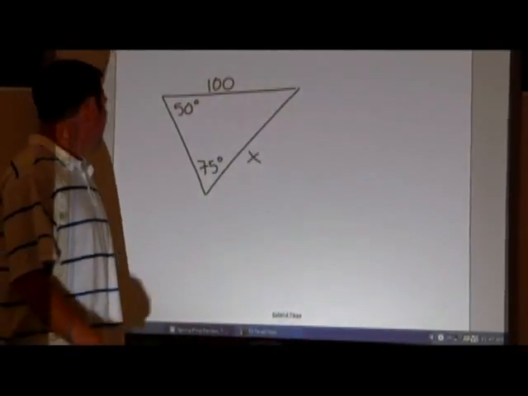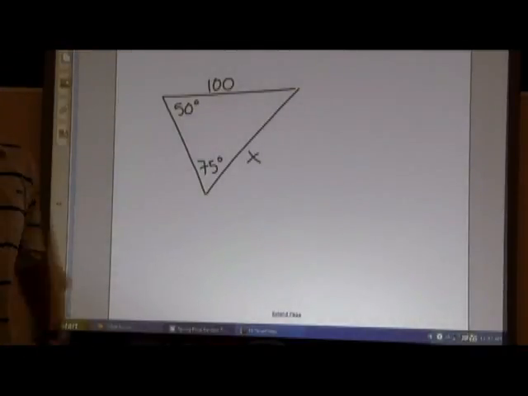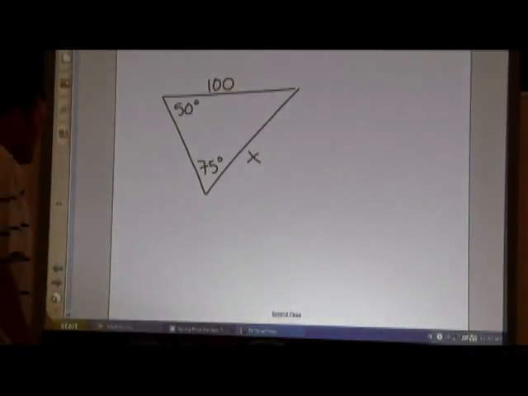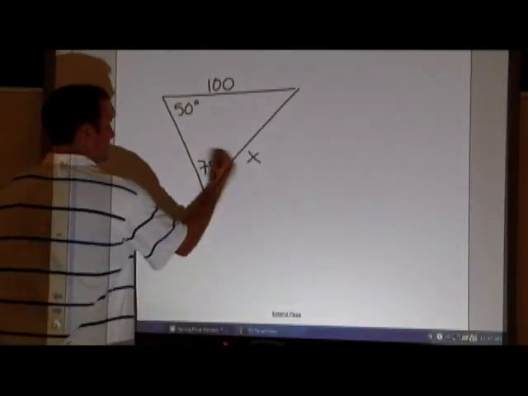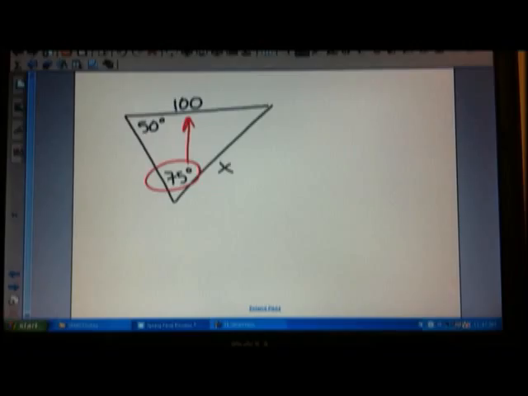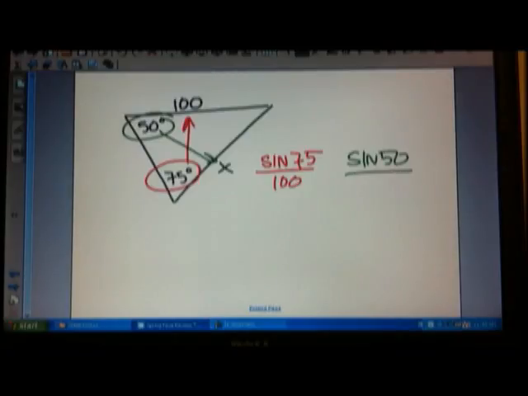Let's keep rolling. Triangle here, you're supposed to solve for x. Law of sines looks like a good way to do this. If you remember how that goes, sine of the angle corresponds with the length of the opposite side. So I've got sine 75 over 100, and then I've got 50 and x. So over here I have sine 50 over x. And the law of sines is just telling us that those two things are equal to each other.